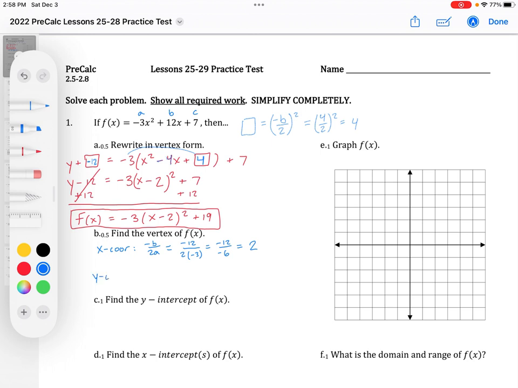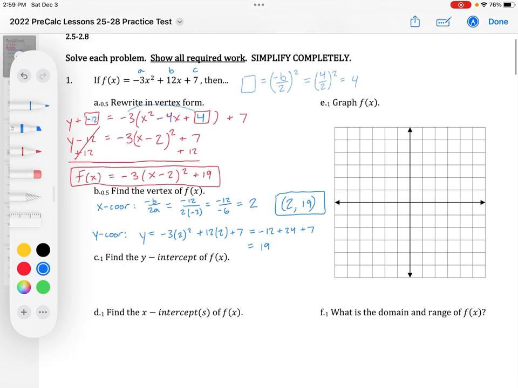So now to get our y coordinate, we can just plug back into the original equation. Everywhere we see x, we're going to plug in 2. So we have -3 times 2 squared plus 12 times 2 plus 7. So that's going to give you -3 times 2 squared is -3 times 4, which is -12, plus 24 plus 7. And that all adds up to 19. So your vertex is (2, 19).